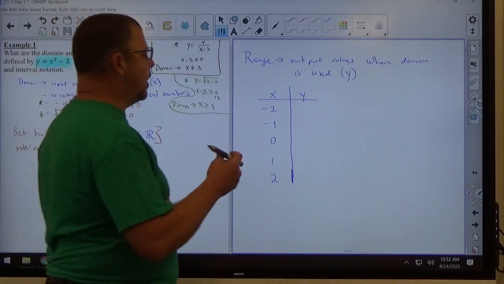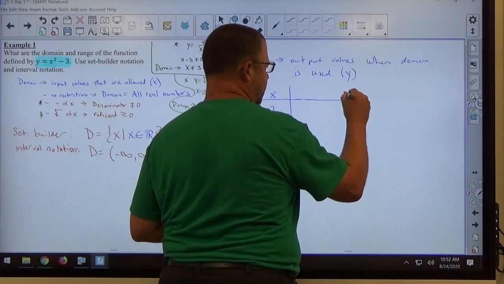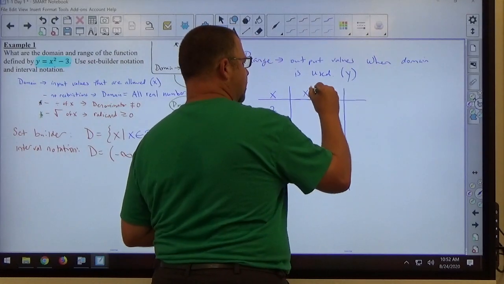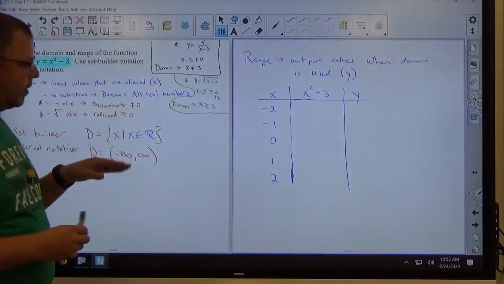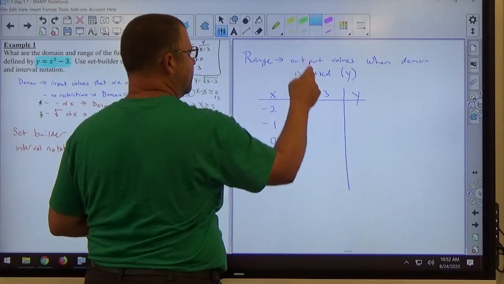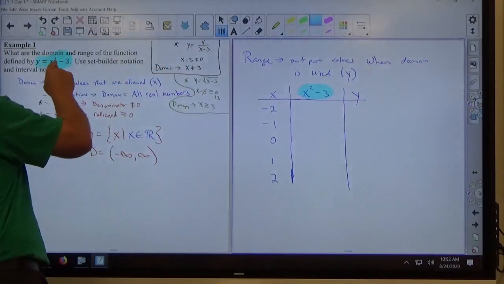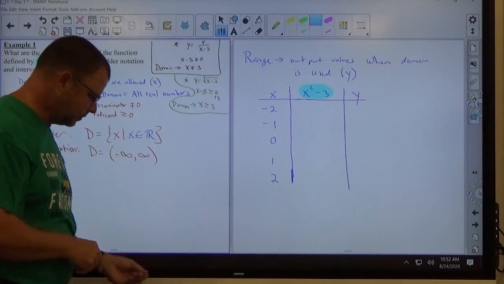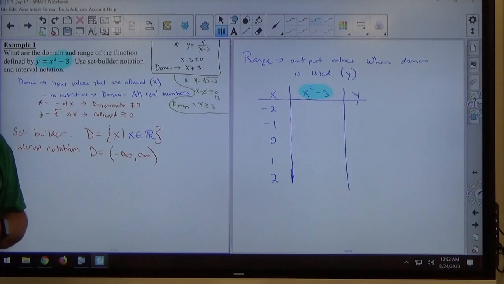right? So I might even make a three-way chart here where I've got x there, I'm going to have x squared minus 3 here, and I'm going to have y here. So 3 columns, where the middle column is simply the expression that y equals. So that's what y equals right there, x squared minus 3. Okay. For me personally, when I'm putting in x squared, I square it in my head.